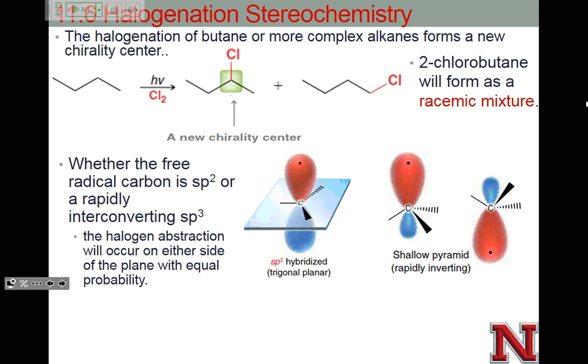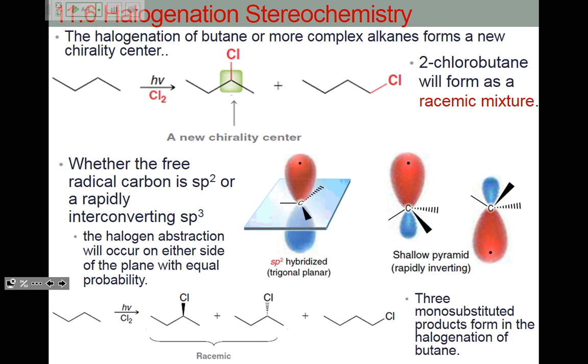So, once we form that radical, we can get the chlorination occurring on either side, which means we're going to form the racemic mixture. So just like anytime we went through a carbocation, we formed the racemic mixture. Anytime we go through a radical, if we form a stereocenter, we're going to form both products in about equal amounts. So racemic mixture.